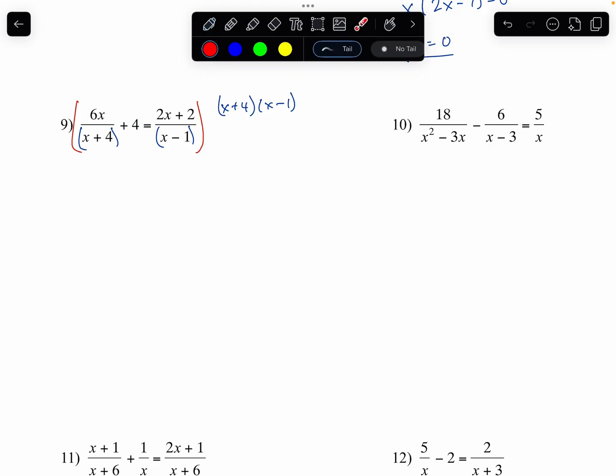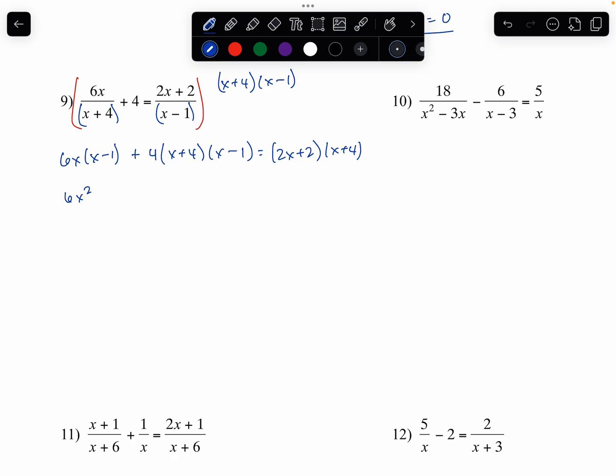So when I multiply this term, the x plus 4's cancel, so I'll get 6x times x minus 1 plus 4. Now because this has no denominators, nothing's going to cancel, so I just have to multiply it by all of that right there. And then I have 2x plus 2, and then I'll multiply that by x minus 4, since when I multiply it here, the x minus 1's will cancel.